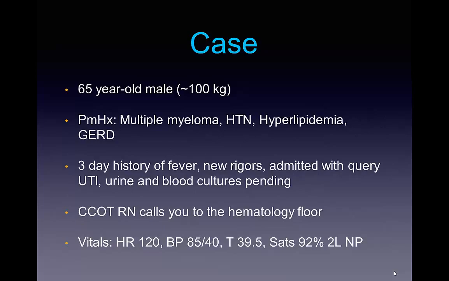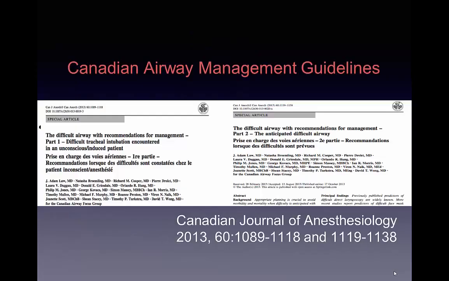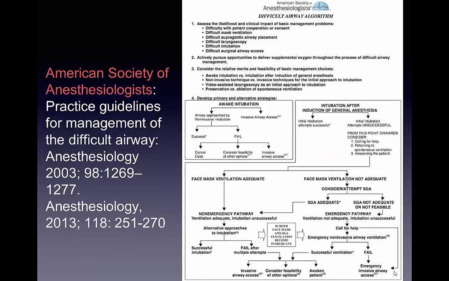And we hope that this is a starting point for you. Lastly, the Canadian Airway Management Guidelines from the Canadian Journal of Anesthesiology are a good resource. There's a Part 1 and Part 2 document. This will be available on our website as well. In addition, the Americans have the American Society of Anesthesiologists Practice Guidelines for Difficult Airway Management, and these again are very good documents with algorithms and considerations that you can use.